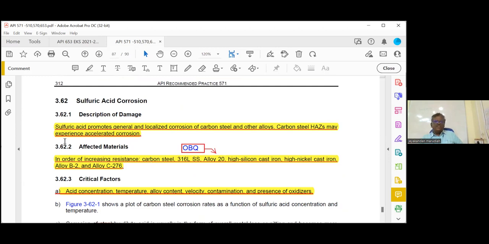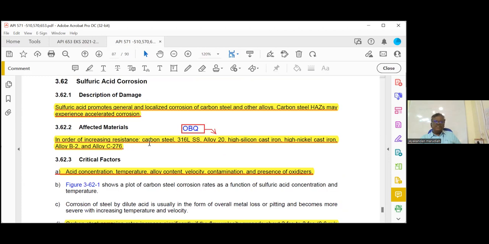For example, highlight this one. Sulfuric acid promotes general or localized corrosion of carbon steel and other alloys. Carbon steel may experience oxide corrosion. In order of increasing resistance, least resistant is carbon steel, highly affected. Then stainless steel, alloy 20, high silicon cast iron, alloy B2. Then last is important, alloy C276, that is a nickel based alloy, which is highly resistant. So which material is highly resistant? Open book question: alloy C276.